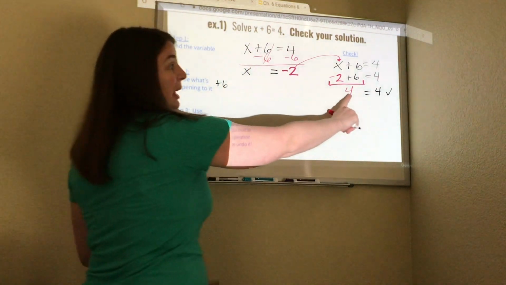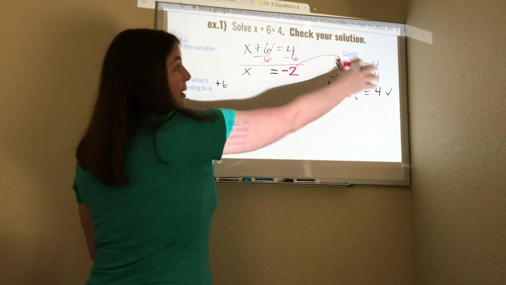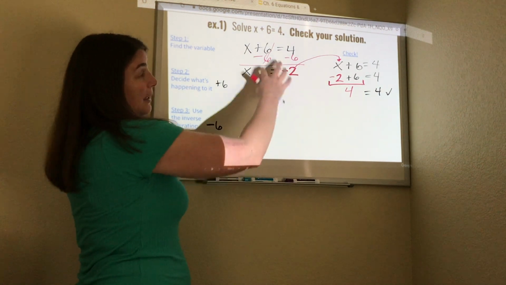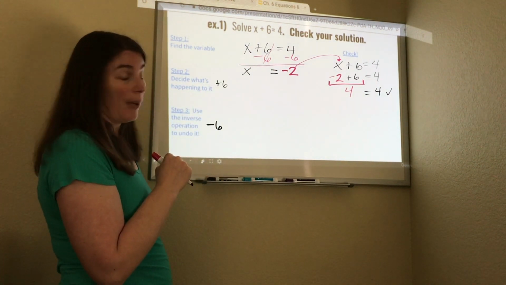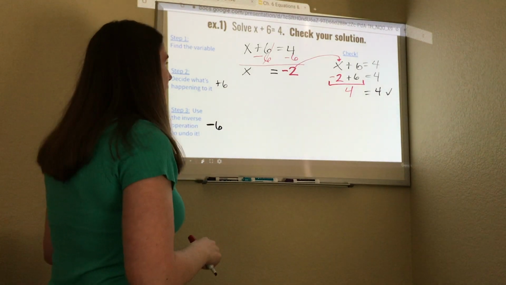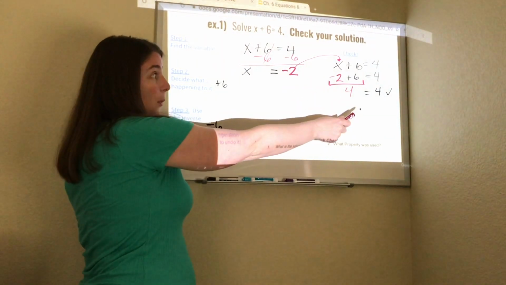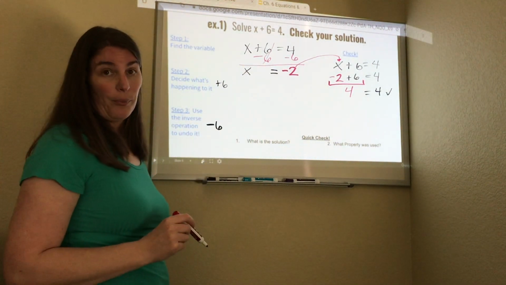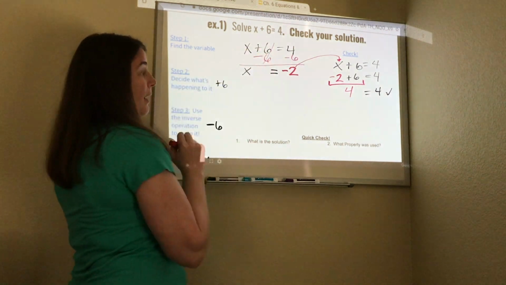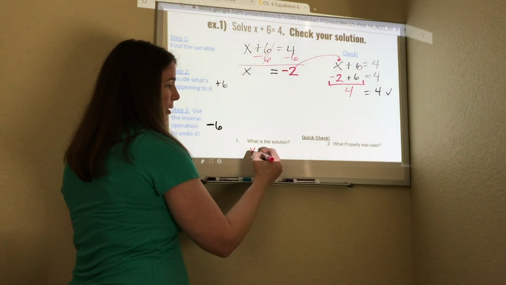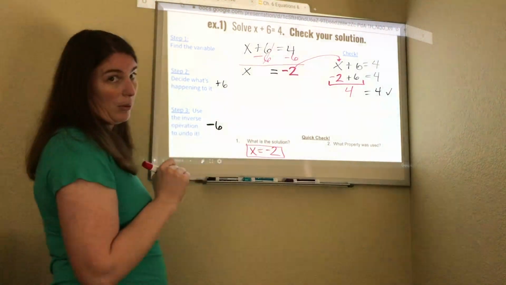If I had something like 5 equals 4, then that means I did either my check wrong or I didn't get my solution right in the first place, and you would have to go and look to see where your mistake was. Next, what is our solution? Is it 4 equals 4 or x equals -2? The solution to this equation is -2. Not just -2, but you should say x equals -2.